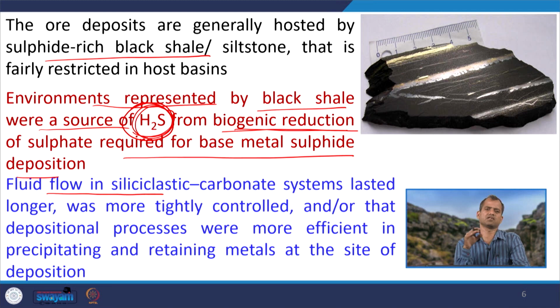That means the sedimentary rocks overlying this basement rock, due to black shale and other rocks, were a rich source of H2S, and the fluids passing through the sedimentary rock from the underlying felsic and mafic rocks take up these metallic ions, and with H2S reaction they create the metal sulphides.